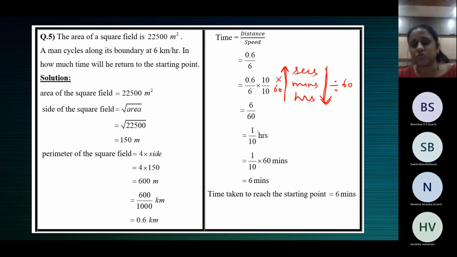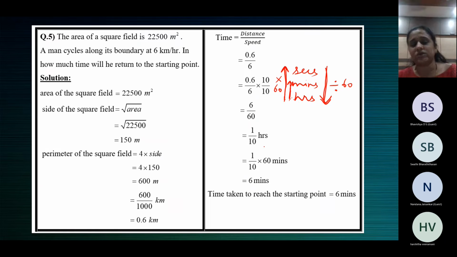So 1 by 10 hours, you want to convert hours to minutes. So you should multiply by 60. Supposing you want to convert hours to seconds, you should multiply by another 60. That is, you should multiply by 3600. For every step, you should multiply by another 60. Hours to minutes is into 60. Hours to seconds is into 60 into 60, meaning multiply by 3600.